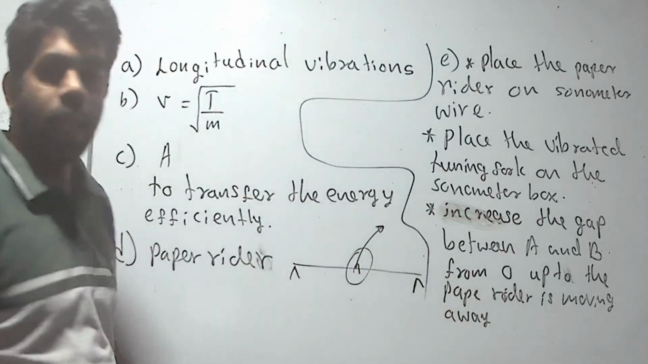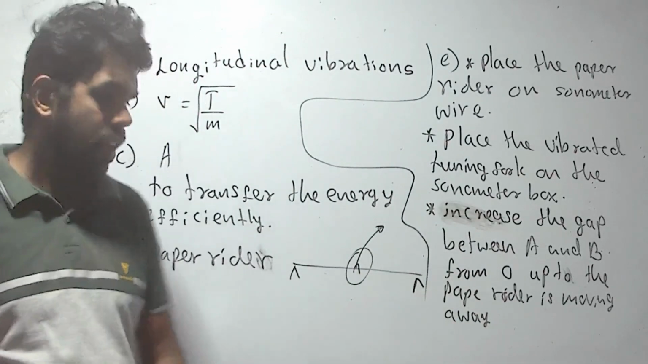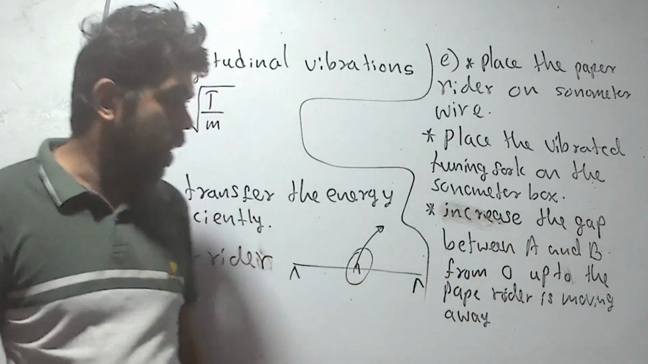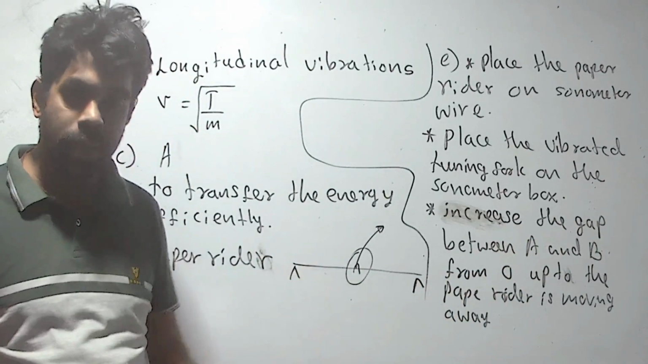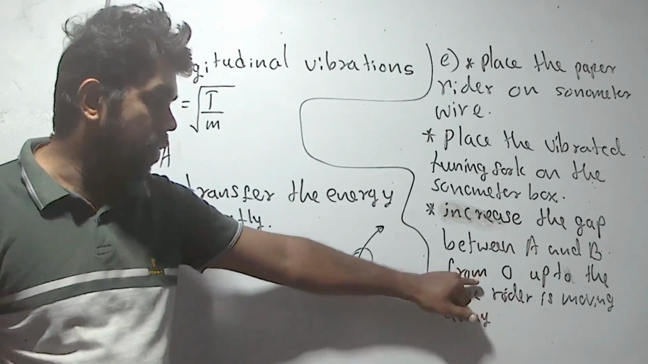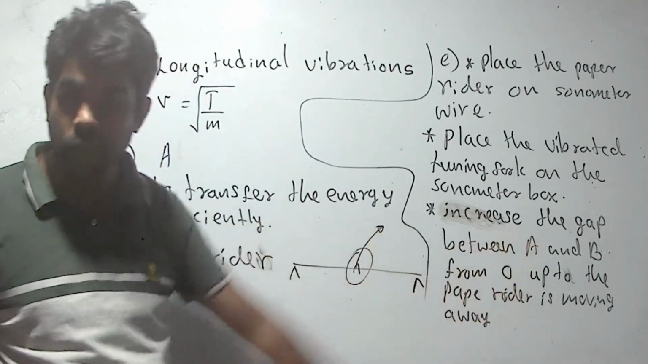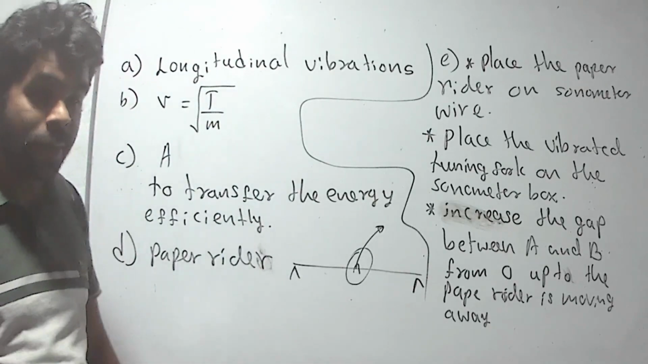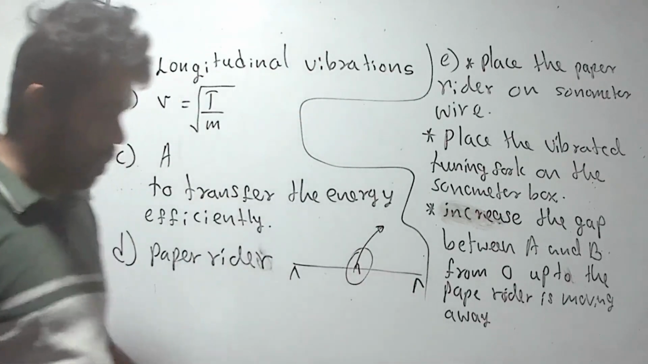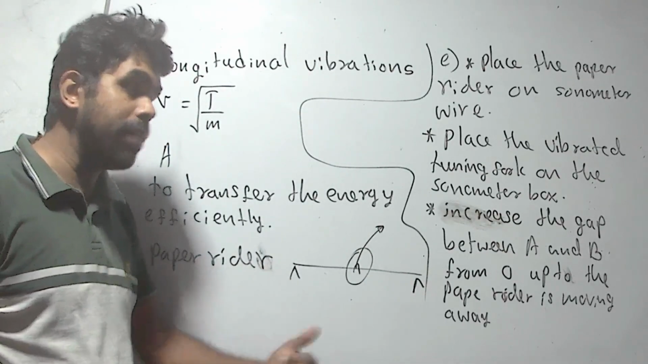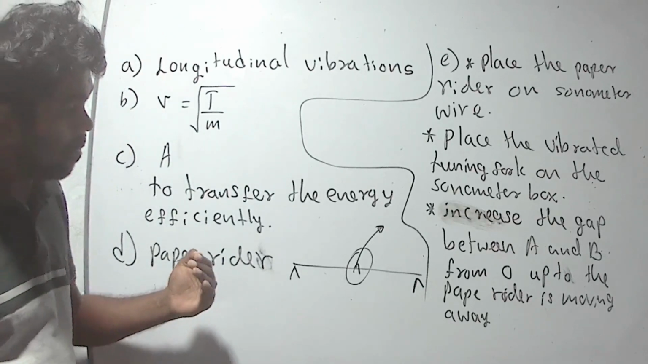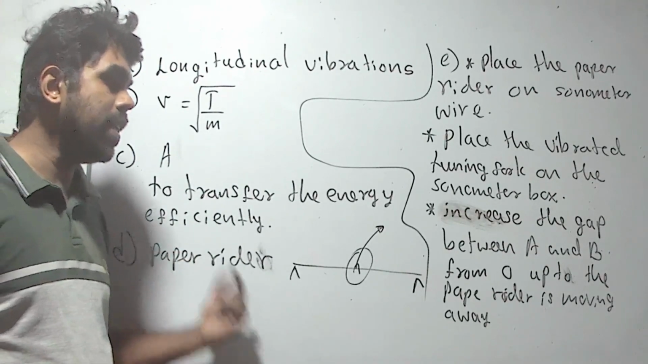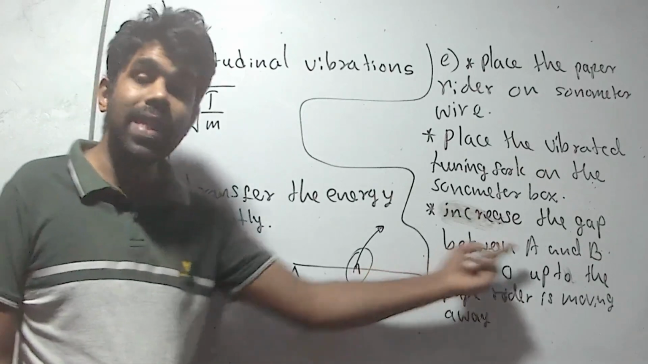They have given A as the fixed bridge and we can move B. Therefore, we have to use bridge B to increase the gap between A and B. Especially, we have to increase the gap from 0 because we have to get the fundamental frequency. Fundamental frequency means minimum vibrating length. We can observe the minimum vibrating length by increasing the gap between A and B from 0.